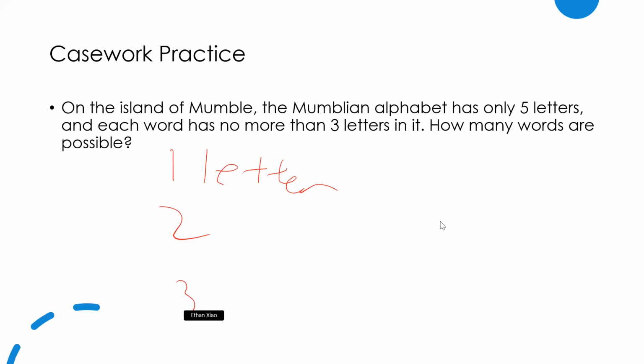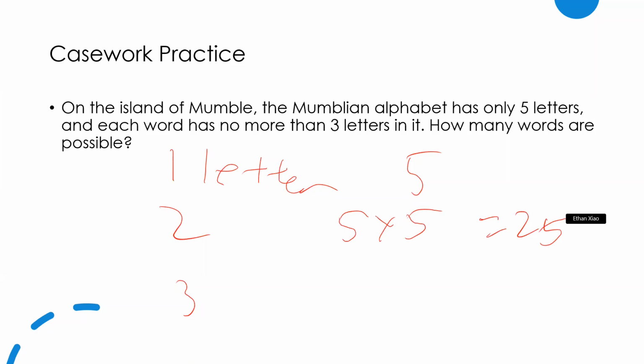For the one letter, we just solve it like we would solve a normal permutations problem. We just have 5. Since there's only 5 letters, let's say A, B, C, D, and E, there would be 5 words from that, which would be A, B, C, D, and E. And for case 2, we have 2 letters. Since we can reuse letters, we just do 5 times 5 since there are 2 spots, and this would be 25.